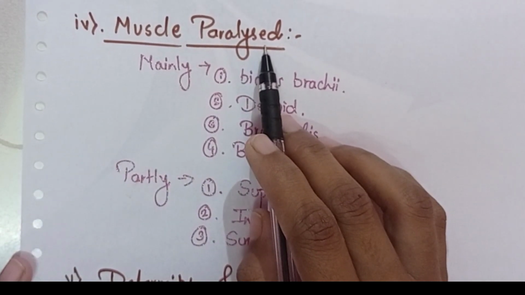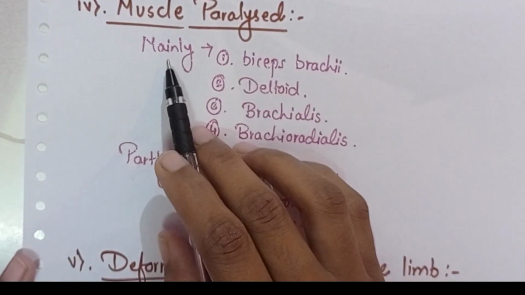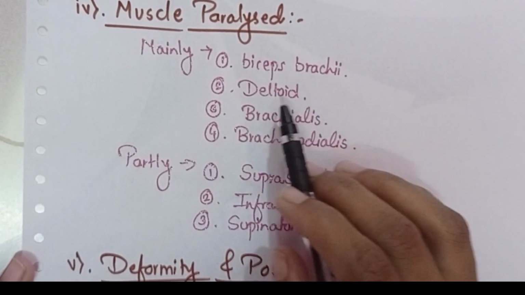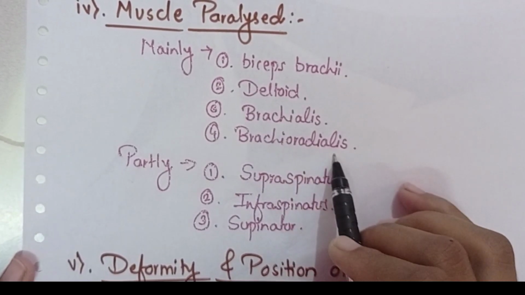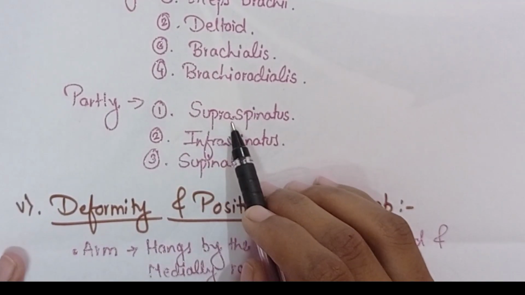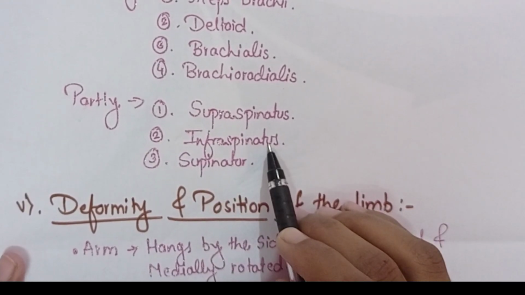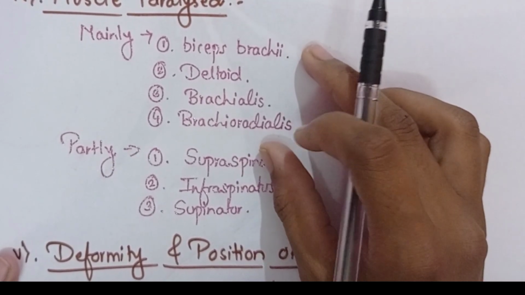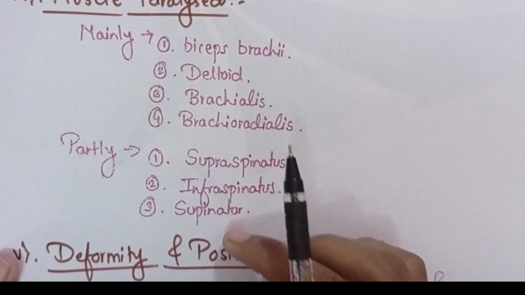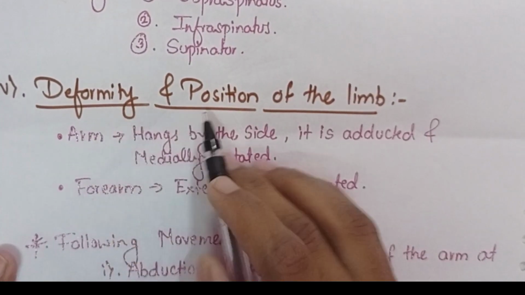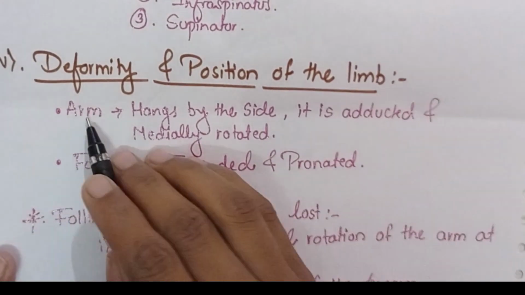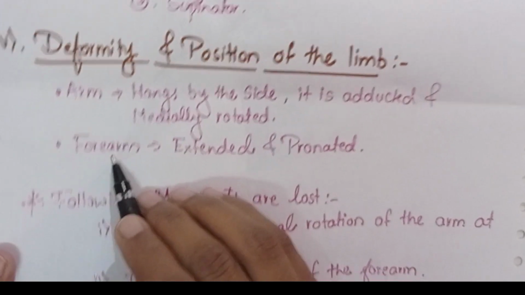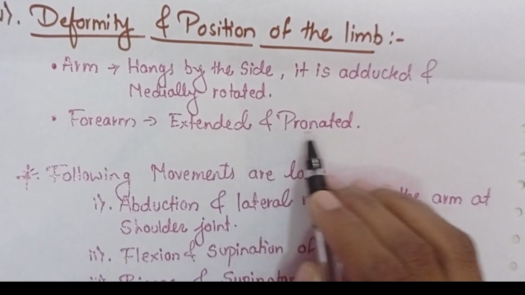Muscles paralyzed by Erb's paralysis. Mainly 4 muscles are paralyzed. They are biceps brachii, deltoid, brachialis and brachioradialis, whereas partly supraspinatus, infraspinatus and supinator. The main muscles that are paralyzed due to Erb's paralysis may be 4, and partly there are 3 different muscles. Now, deformity and the position of the limb: the arm hangs by the side, it is adducted and medially rotated, whereas the forearm is extended and pronated.